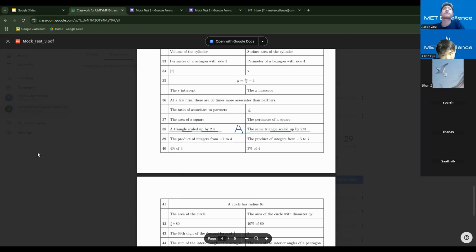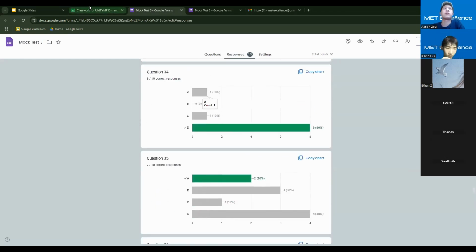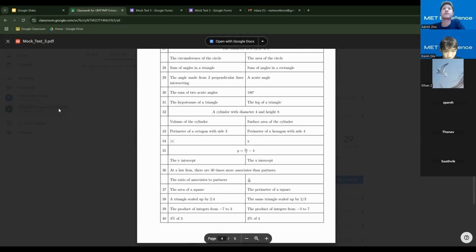Okay. Now let's go over question 35. So we didn't learn why X and Y intercepts yet, but basically this is something you have to graph on the XY plane. So if I do that, I guess I'll just have to do it on the question.